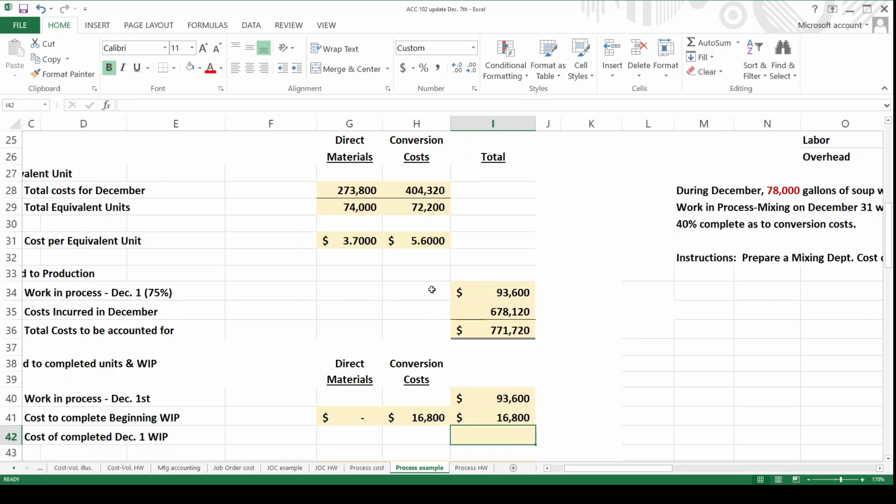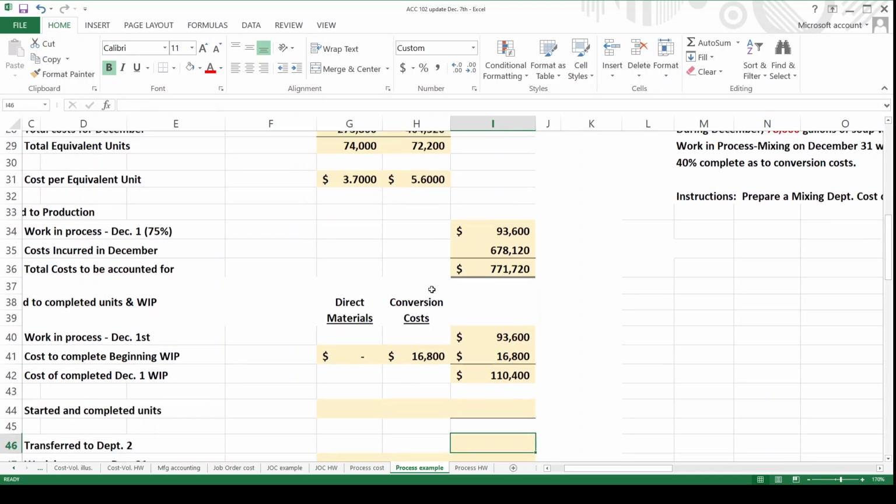So what is the total cost of the beginning WIP once it is completed? The total cost is $110,000. Okay, so we just had to add that little chunk to the beginning WIP to finish it off. Now we come over here.